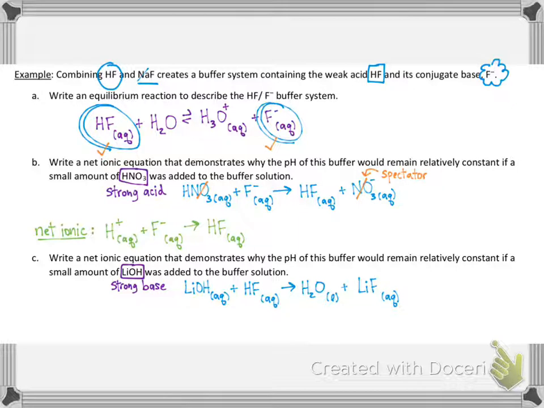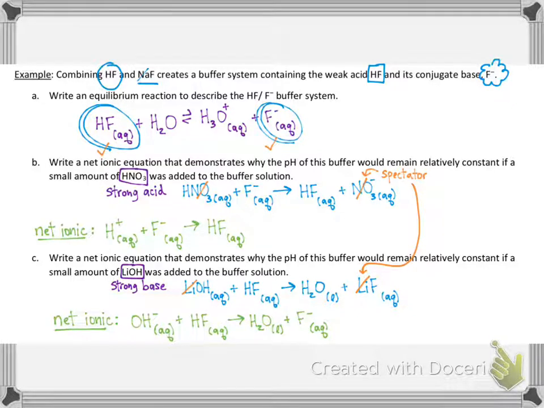But we want the net ionic. And remember, lithium hydroxide is a strong base. It's going to dissociate 100%. And lithium's an alkali metal, so it's also going to be completely aqueous, which means that lithium is the spectator. So our final net ionic looks like this. Just the hydroxide reacting with the hydrofluoric acid, producing water and a fluoride ion.